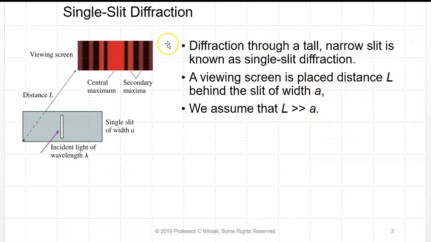Single slit diffraction: diffraction through a tall, narrow slit is known as single slit diffraction. A viewing screen is placed at distance L behind the slit of width a, and we're always going to assume that L is much greater than a.